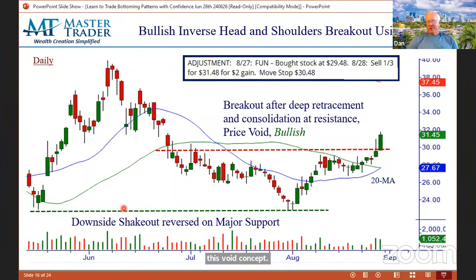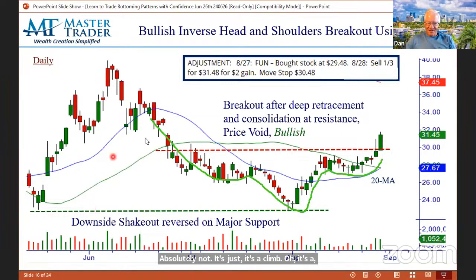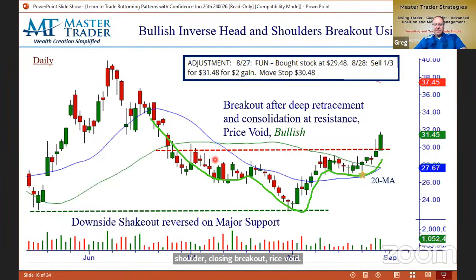Just a big inverse head and shoulders. This would be a climo, but is this a bottoming pattern? Absolutely not. It's just a climo. It's a different trade. But now, as Greg drew here, a big old inverse head and shoulders, closing breakout, price void. Pretty straightforward. I just put a star under that bottoming tail bar.